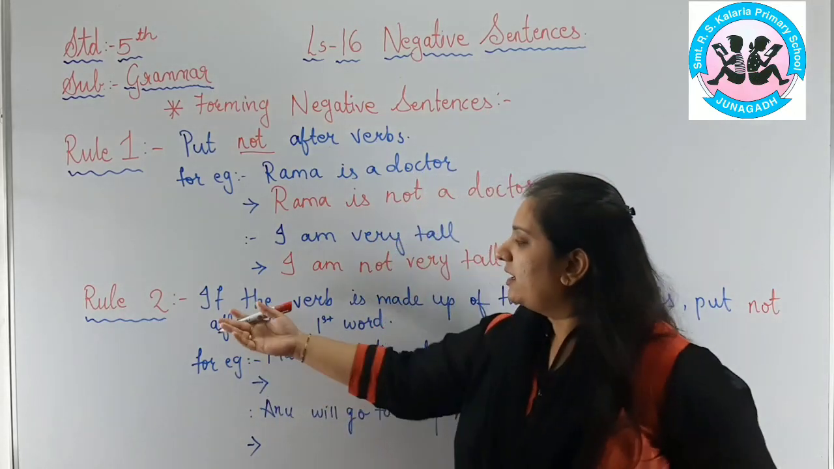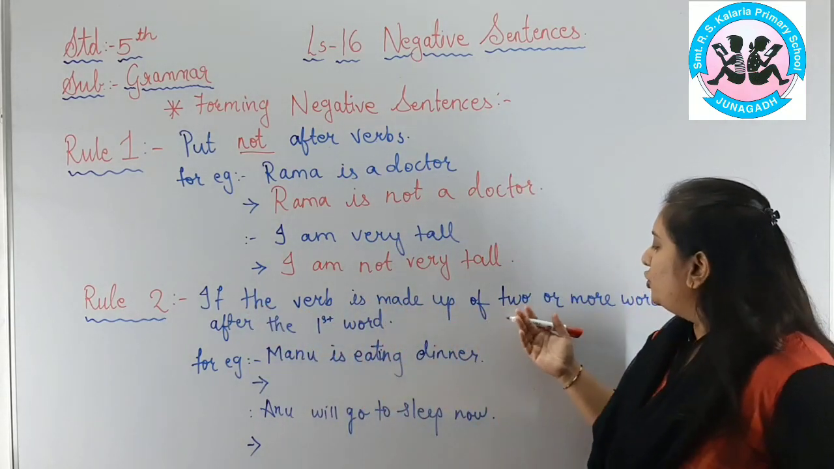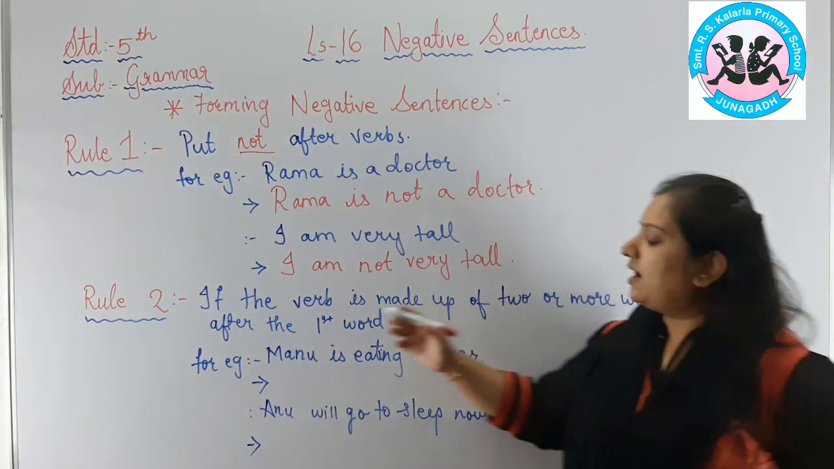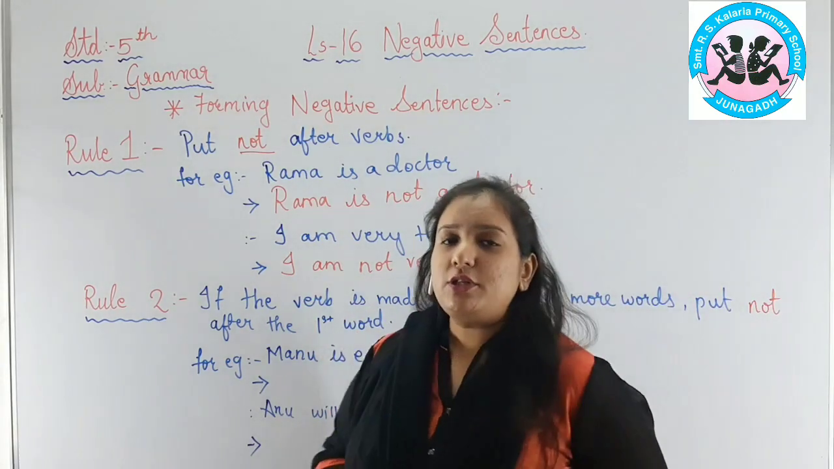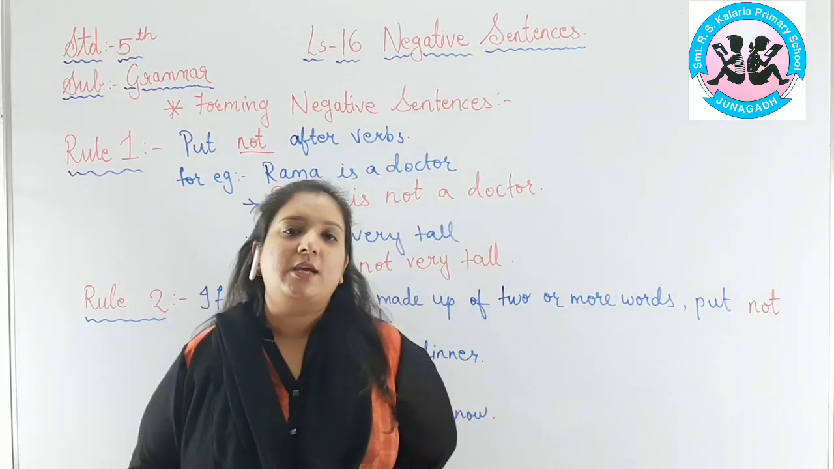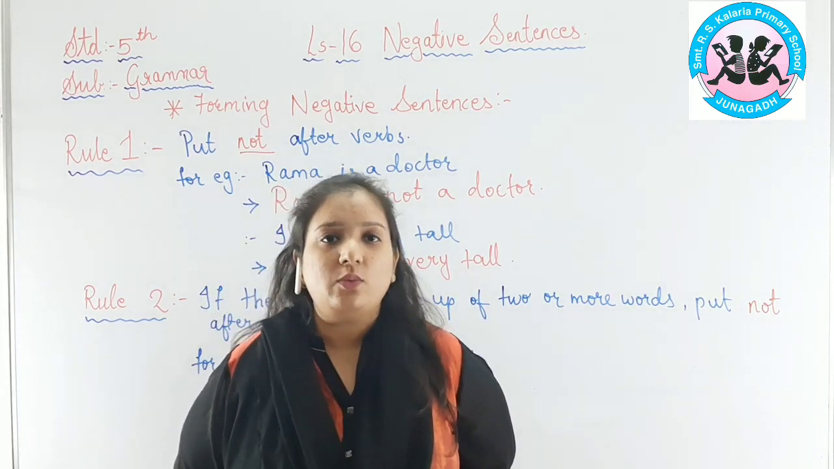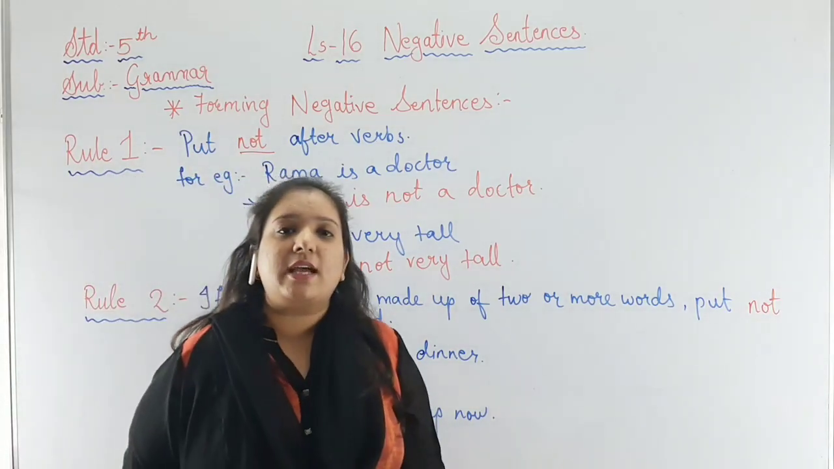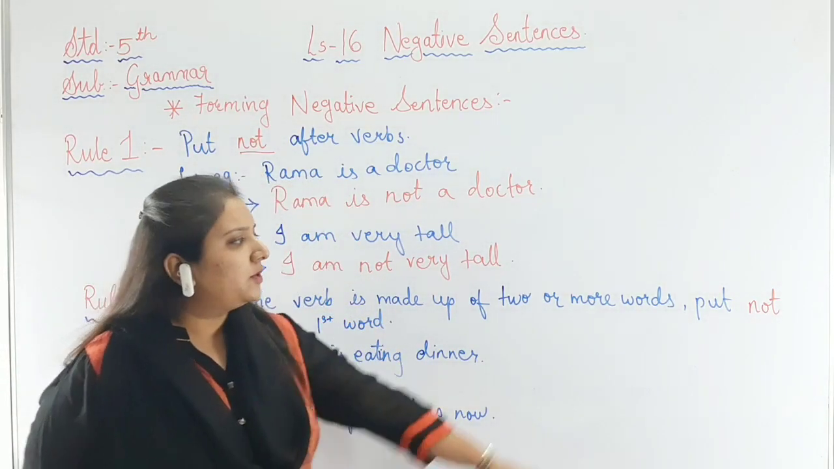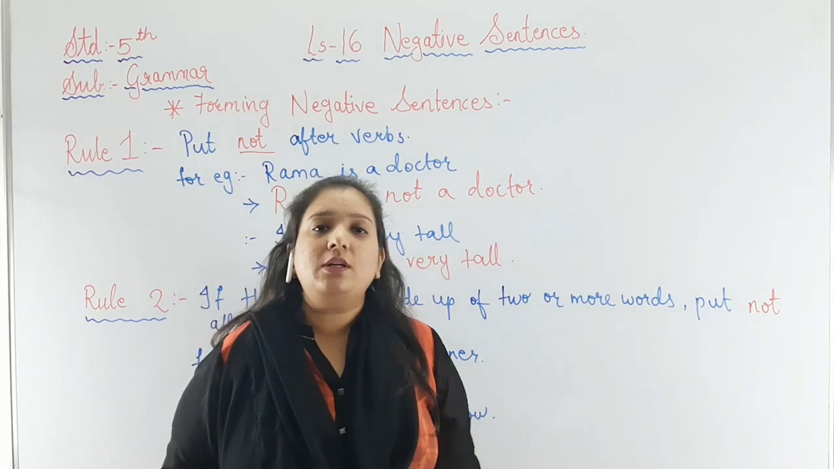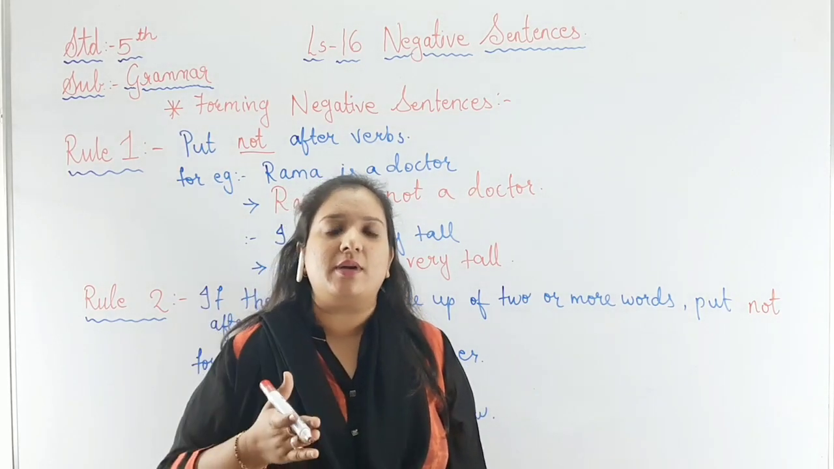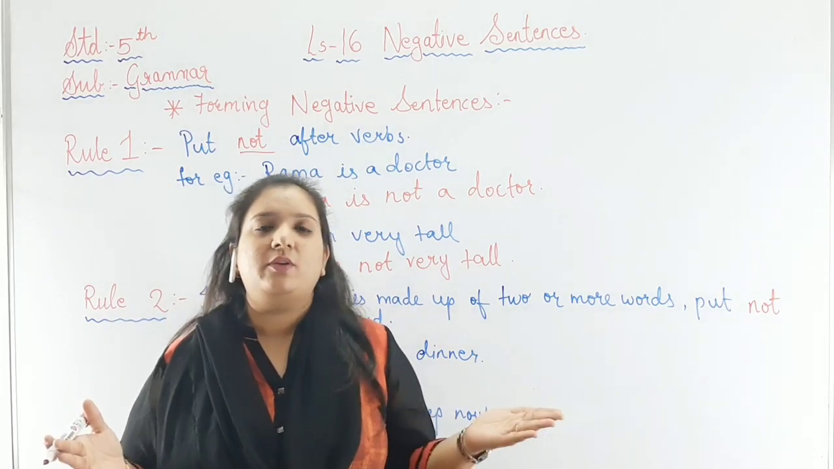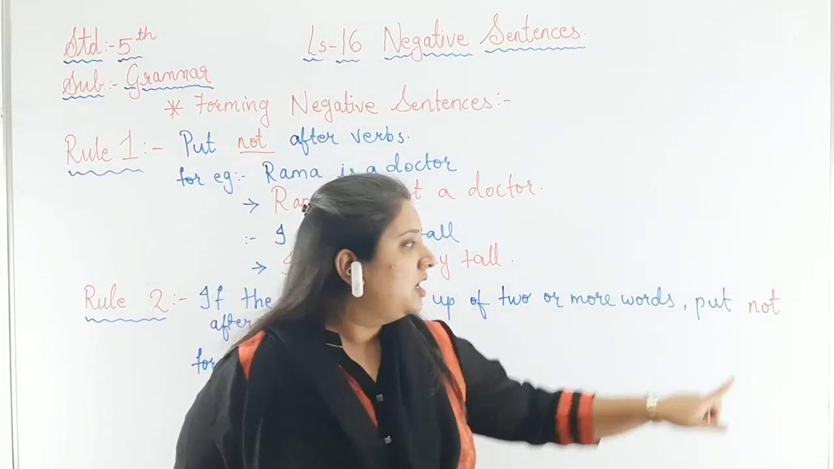It says if the verb is made up of 2 or more words, we have to put not after the first word. As I told you, we have to identify how many verbs are there. If there is one verb, we have to put the word not after it. But if the sentence is carrying 2 verbs, where do we put the word not? We will put the word not after the first verb, that is in the middle of both the verbs. Between the helping verb and the main verb, we will insert the word not.